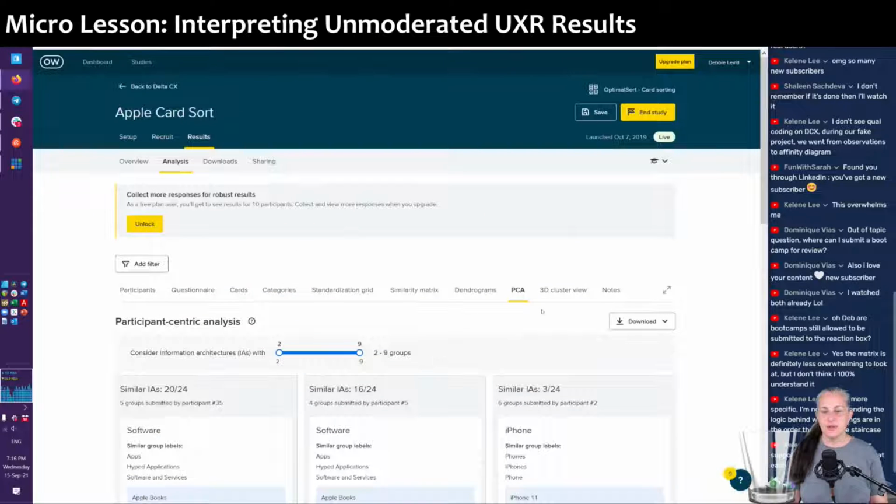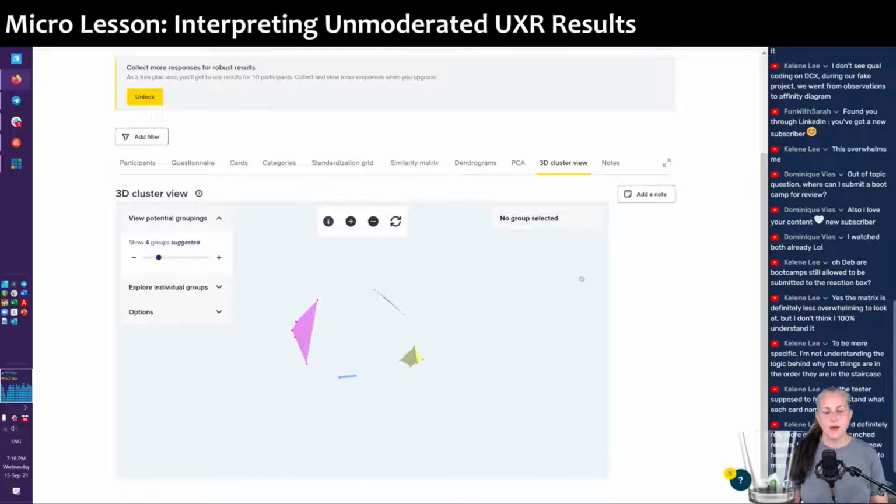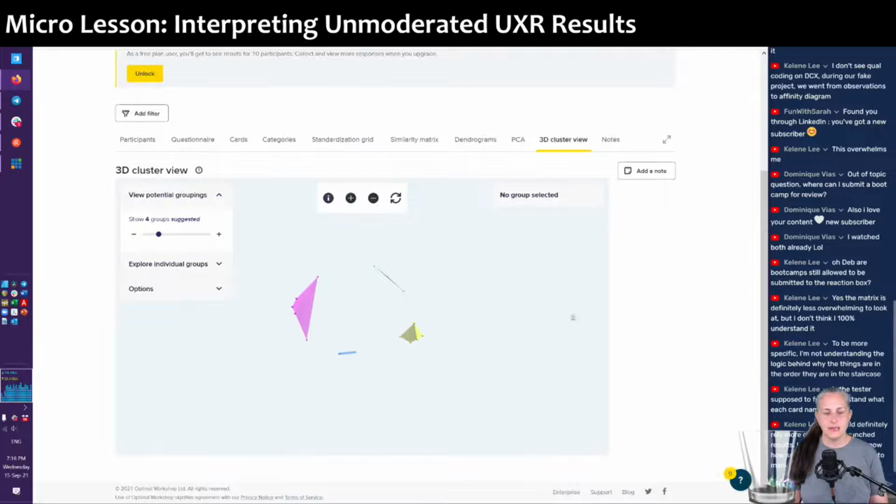So this is an example of your PCA. And then your 3D cluster view, I have to admit, I can't really make sense out of. It looks like a fun video game, but I don't know what to do with it. Wow. Trippy. Yeah, this might help somebody. I have to admit I haven't really figured out what this does, so I haven't really done it.